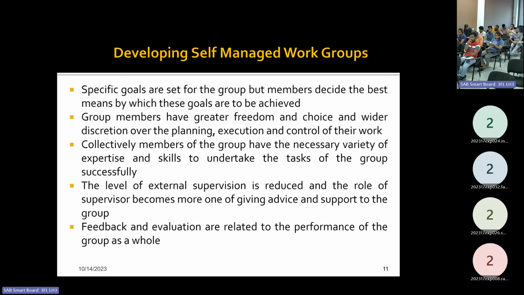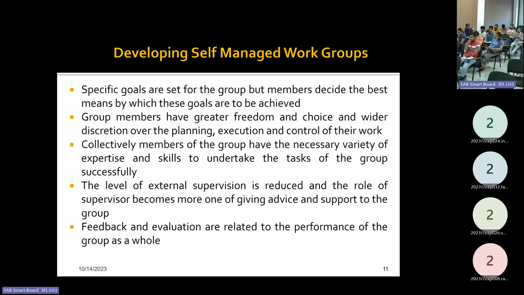Then they also need to have the collectivity. They should share the expertise skills collectively to achieve the collective work results, the product, what we mentioned in the particular table. Right. Then external supervision is required, but it should be minimum, reduced.